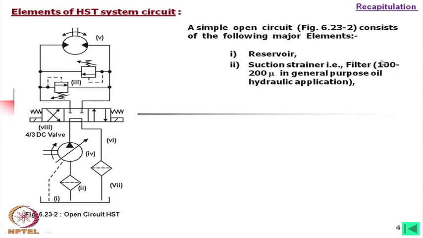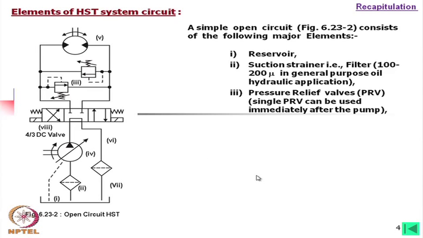This particle size, say maximum size is 200 micron. That means, if you think of a square mesh, then the diagonal length is equal to 200 micron. Approximately, you can imagine it in that way.